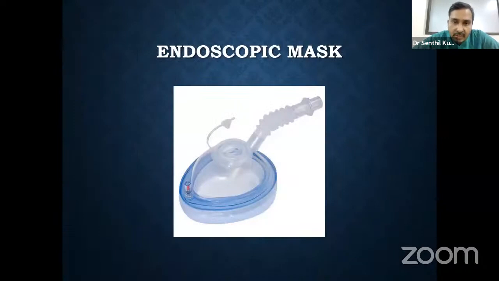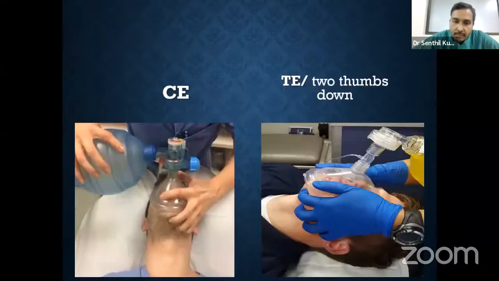For completion's sake, this is a commercially available endoscopic mask, where you can see, in the top of the mask, there is an opening with a fish mouth valve. So while ventilating the patient, we can put an endoscope through this and do the maneuvering, but it needs a lot of expertise. But instead of stopping the ventilation, we can ventilate the patient and do the endoscopic procedure.